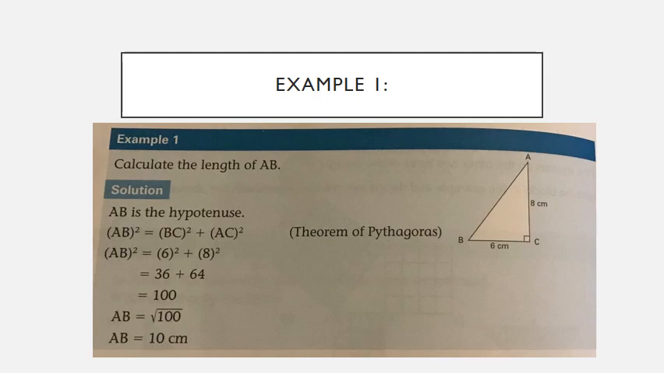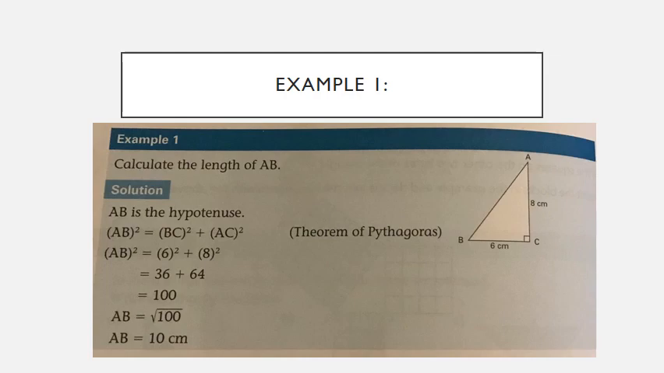Okay, so let's have a look at example 1. They say to calculate the length of AB. So if you look at AB, what is AB? Is AB the hypotenuse, or is AB a length of the two sides touching the 90 degrees? I always call them the two legs touching the 90 degrees, and those have been given. Can you see that? They're asking you to work out the hypotenuse AB.